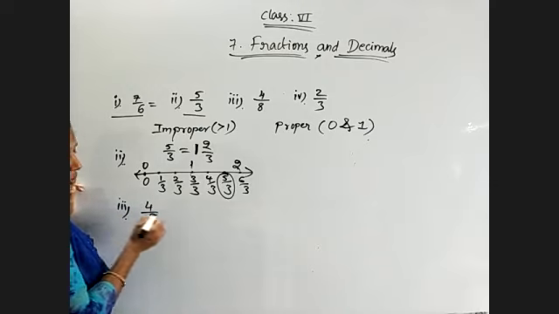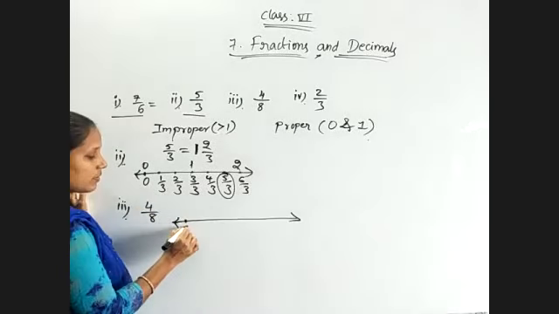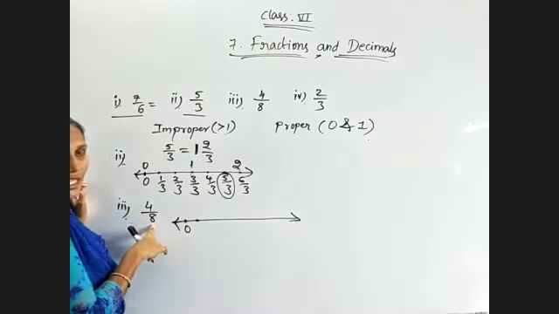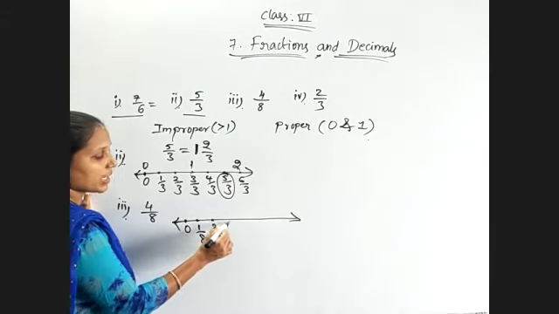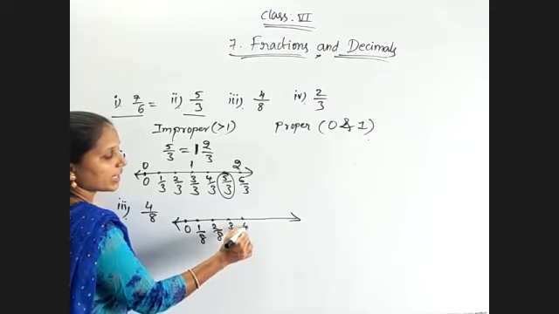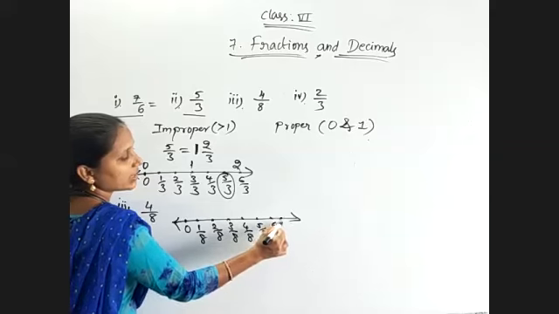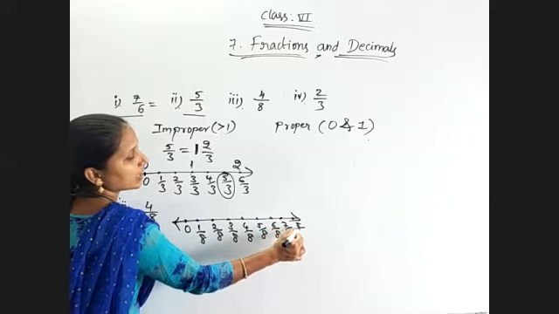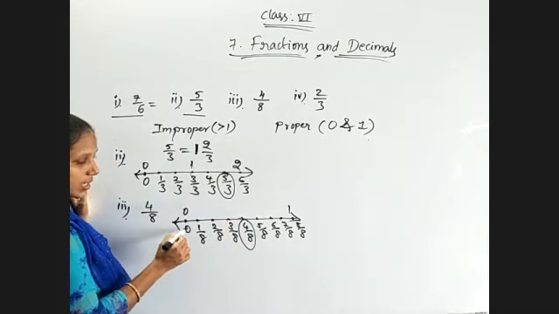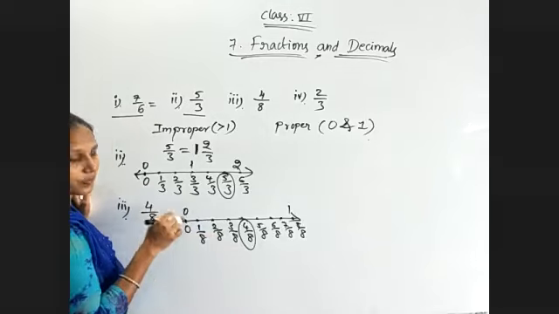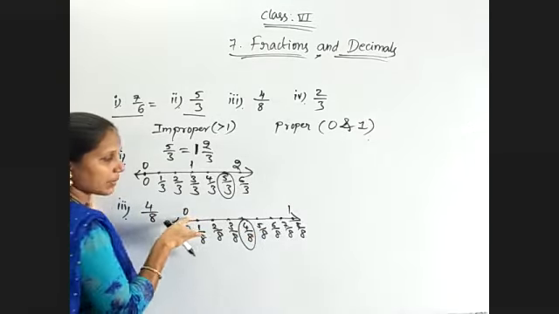Now coming to the third problem, 4 by 8. 4 by 8 is a proper fraction, so it will lie only between 0 and 1. Starting from 0, because the denominator is 8, we need to divide into 8 equal parts: 1 by 8, 2 by 8, 3 by 8, 4 by 8, 5 by 8, 6 by 8, 7 by 8, 8 by 8. 8 by 8 is nothing but 1, and the required value is 4 by 8. Just observe, it is lying between 0 and 1 because it is a proper fraction.